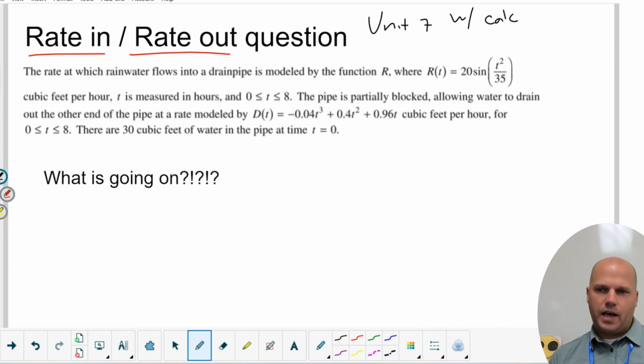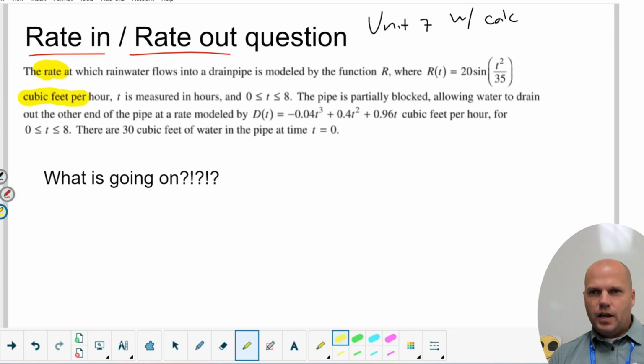I'm going to highlight the fact that it's called a rate, and this is in cubic feet per hour. The pipe is partially blocked, allowing water to drain at the other end, modeled by D. I'm going to highlight that this is also a rate, also in cubic feet per hour. There are 30 cubic feet of water in the pipe at time 0. Okay, what is going on?